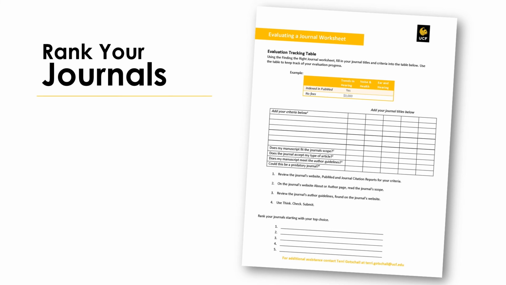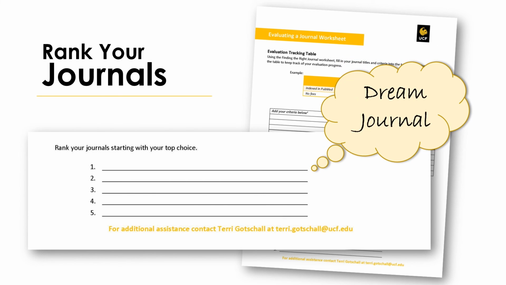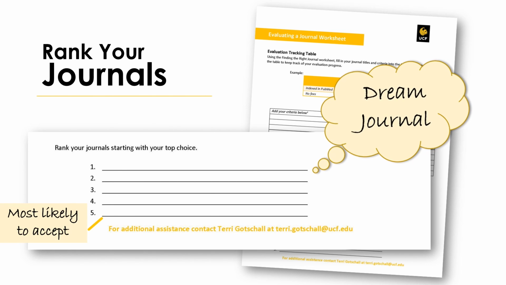Once you have evaluated your list of potential journals, rank them on your worksheet from your dream journal down to the one you are fairly certain would accept your paper. Plan to submit to your dream journal first. Often, the most impactful journals have the lowest acceptance rates and the quickest turnaround times. If they don't want your paper, you'll find out rather quickly and can move on to the next journal on your list.